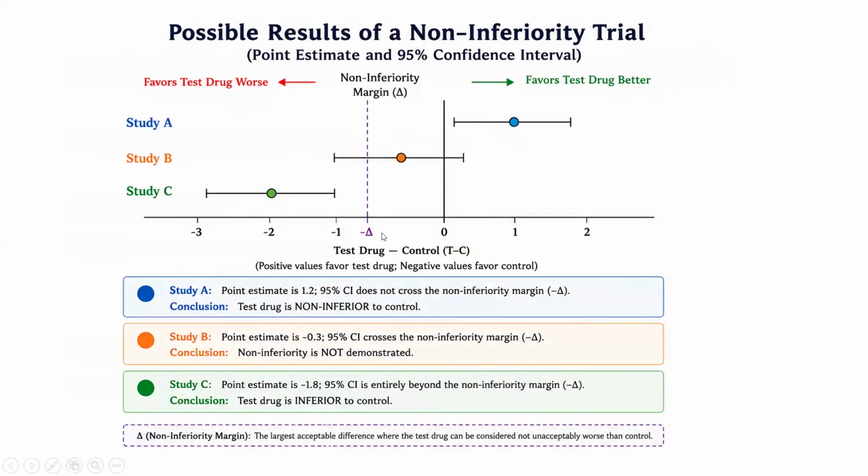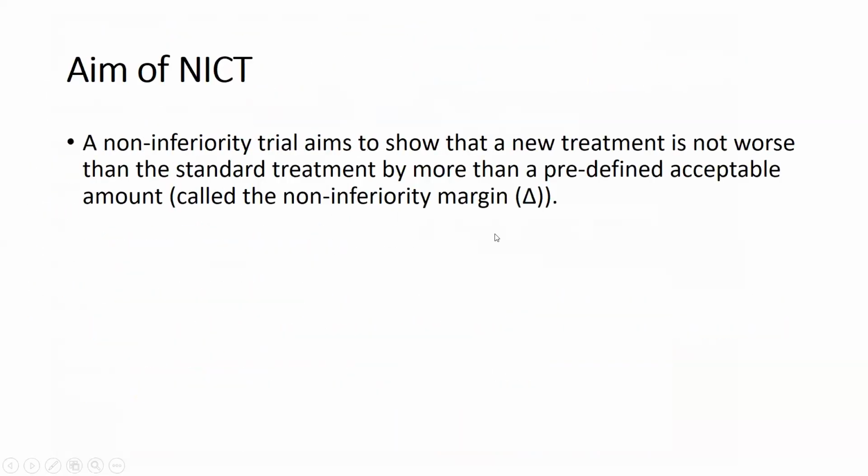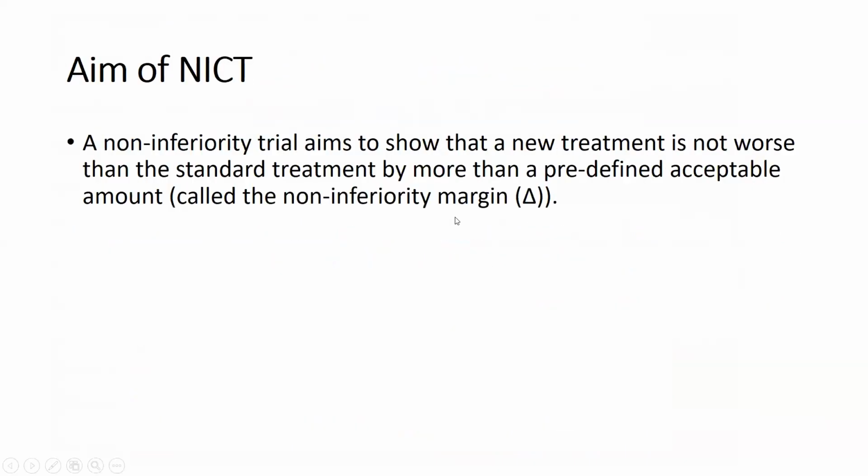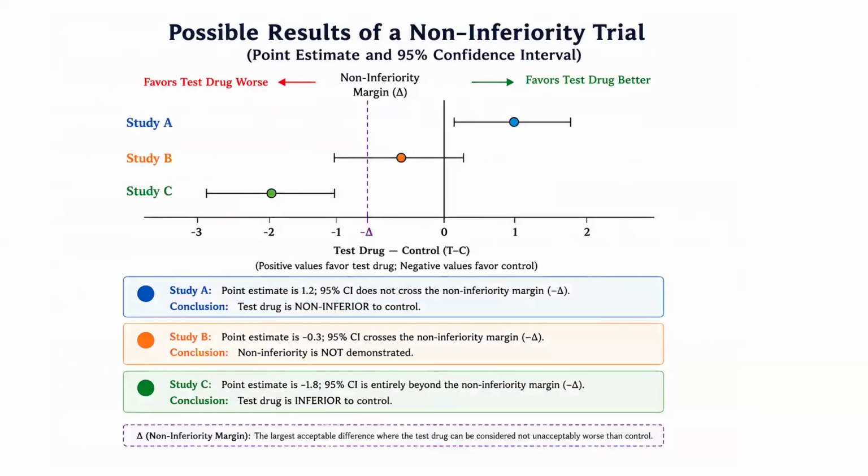We have decided that it is a minus delta. Earlier, it was plus delta in superiority trial. You can see it is plus delta, not minus delta. So please see this. In superiority trial, it is plus delta. And in non-inferiority trial, it is a minus delta. Okay. So see here.